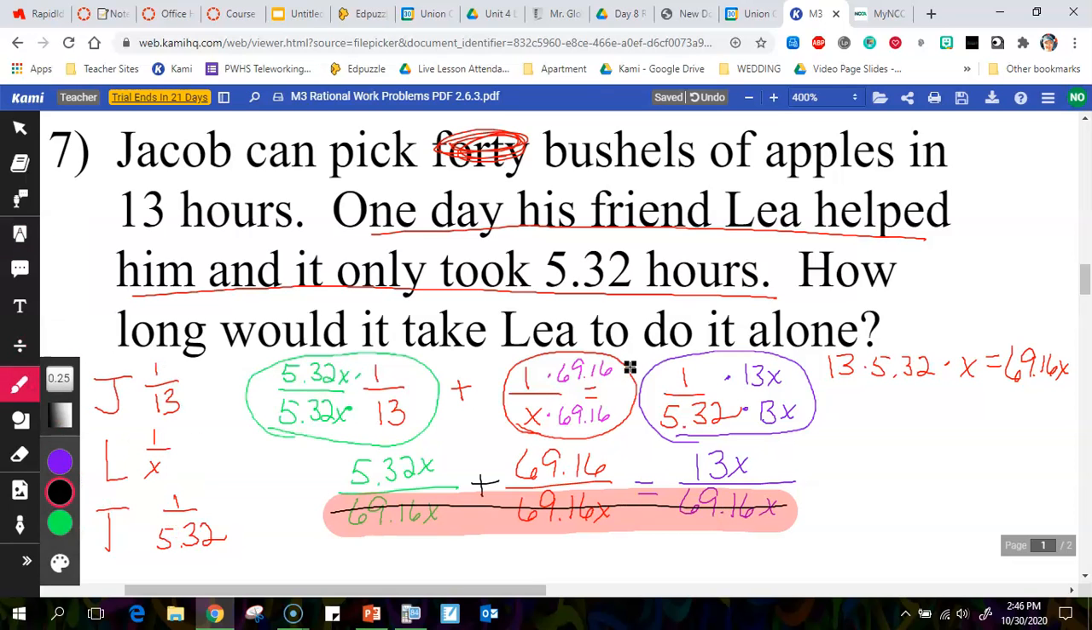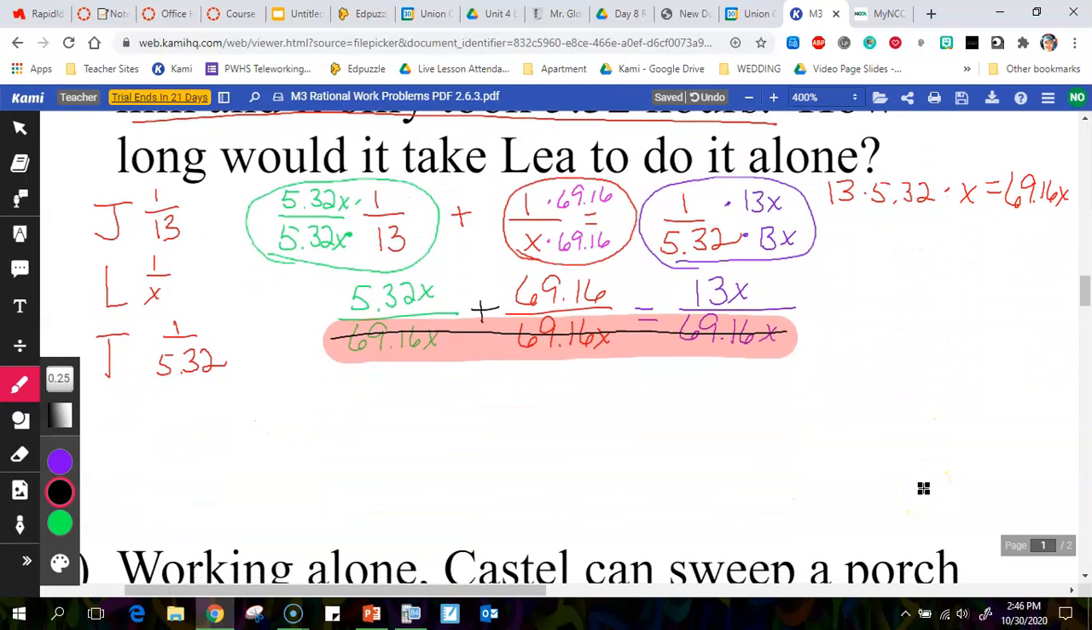This is what we did at the beginning. I just want to make sure I'm going slow enough where you see what I'm doing. So when I forget about the denominators, then what I can do is just use my numerators and solve for x. So I had 5.32x plus 69.16 equals 13x. Okay, so how do I solve for x?